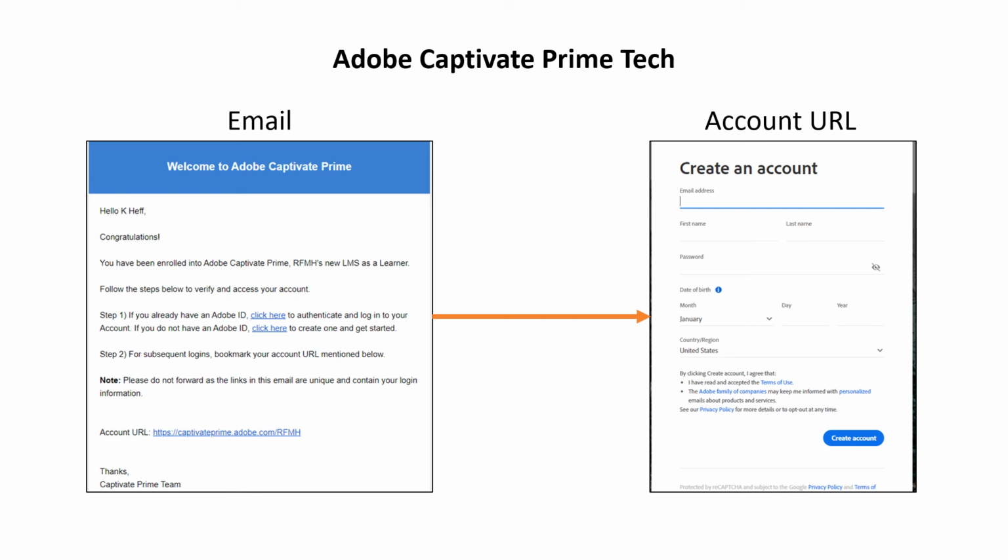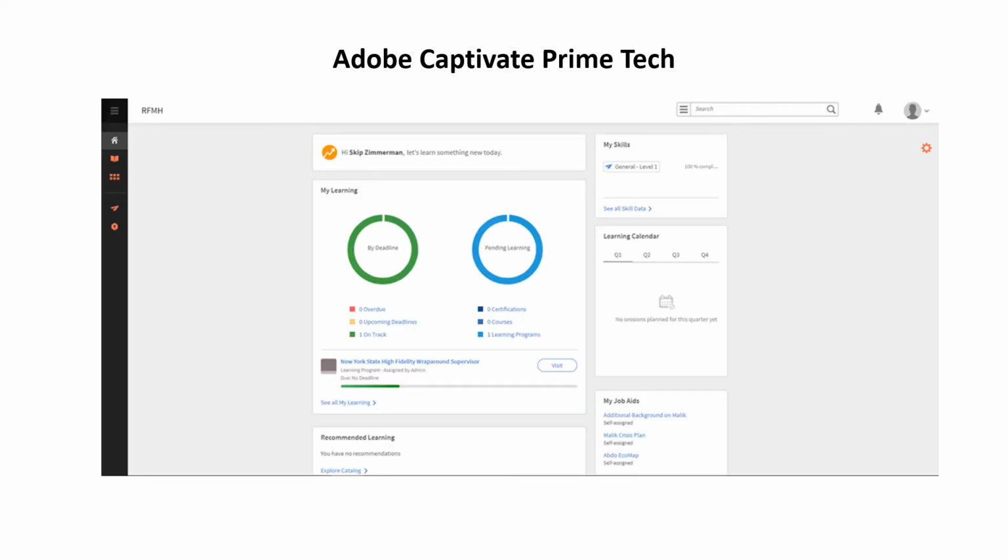This is a lot like a Google or Apple ID in that it allows you to use one set of login credentials for all of the Adobe products you have rights to. In this case, it'll be Adobe Captivate Prime and Adobe Connect. Once you've activated your Adobe ID account, you'll be able to access Adobe Captivate Prime and all of the training and other modules required for wraparound certification.